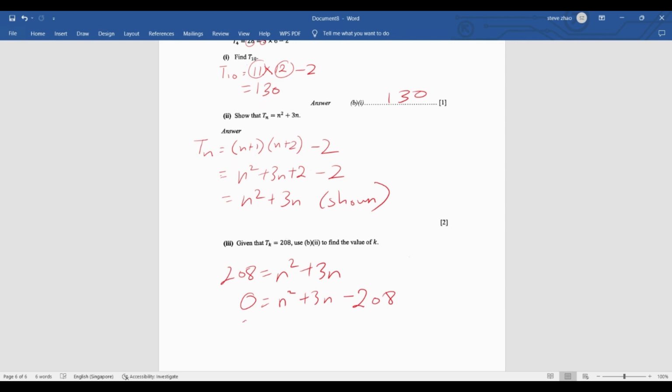You should get, of course you can use calculator if you want, but I would rather do the normal one. I can practice my factorization. You should get n plus 16 bracket n minus 13. Okay, and n equals negative 16 or n equals 13. Of course, we'll always reject the negative number because it's n. And the answer is 13. So don't leave it as n, please. They want k. So just write here k equals 13.